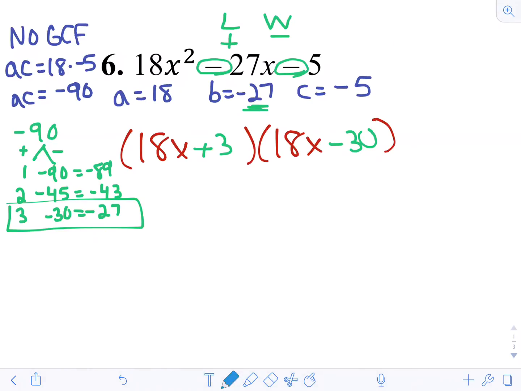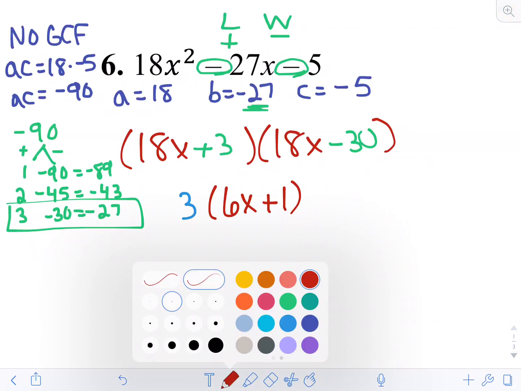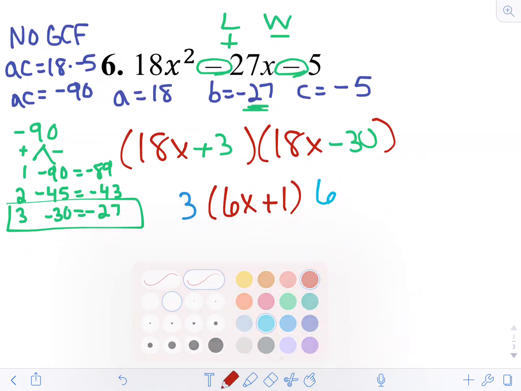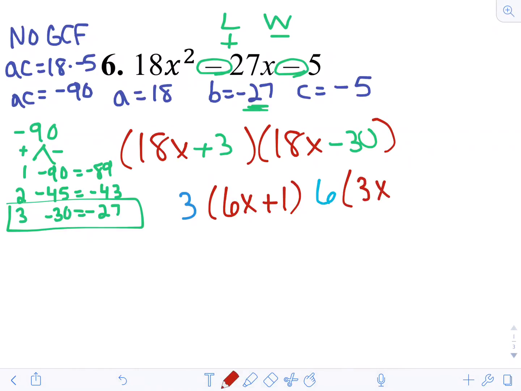Now we're going to pull out any greatest common factor that I have. So for this first one, I can pull out a 3. So we're left with 6x plus 1. Let me do my different color. And the second one, I can pull out a 6, because both of those are divisible by 6. We'll have a 3x minus 5 left over.